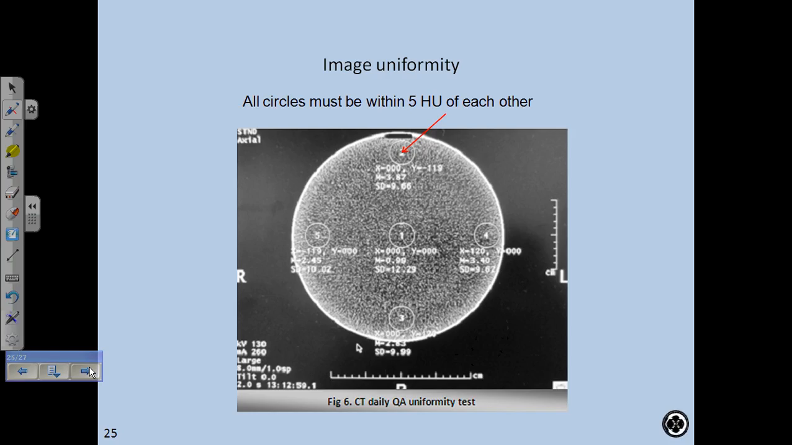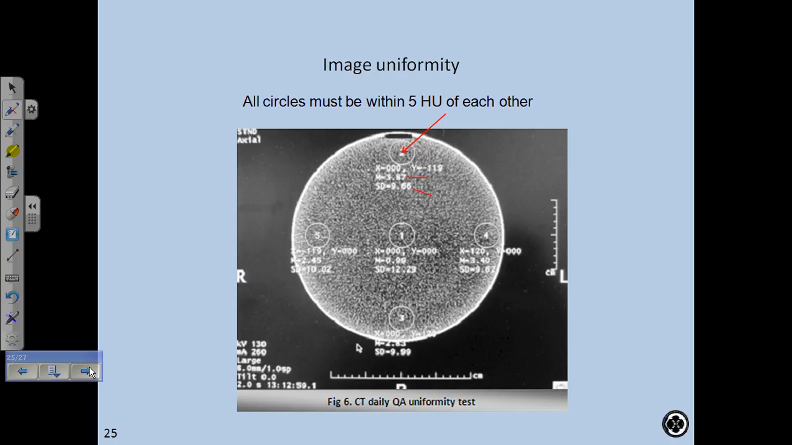Okay. Oh, here's a picture of an image uniformity. Here's a scan through the water phantom. And so an image uniformity, a lot of CT scanners, you just click on a uniformity test, and it pops these 5 circles on there. And then what you're seeing here is X and Y. It's the position of the center of the circle. The mean CT number is right there, 3.87, and there's the standard deviation.